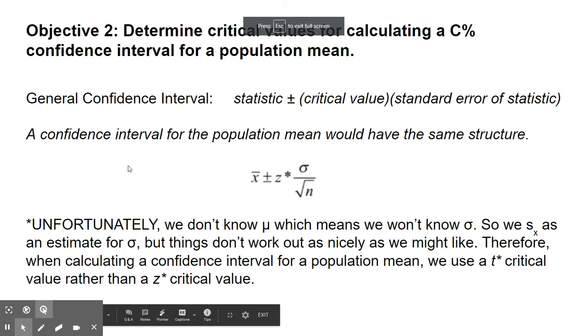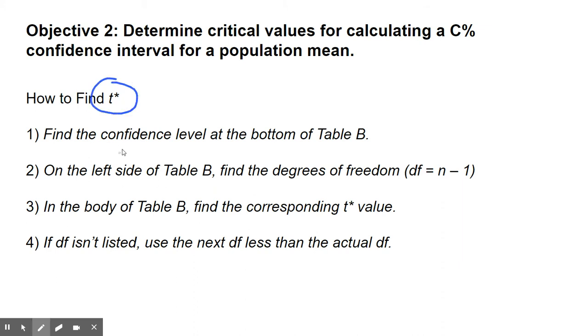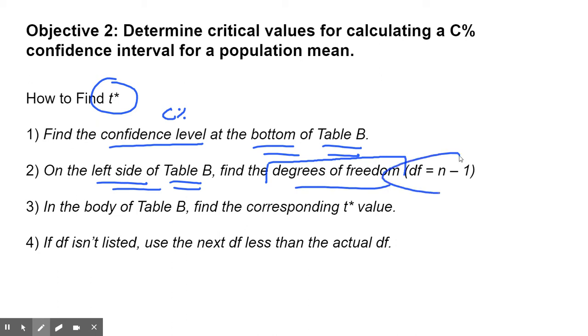All right, so first, to find the t star value, you want to identify the C%, and you want to find it at the bottom of table B. So find it on the bottom row. Then you want to look on the left-hand side of table B, and you want to find your degrees of freedom. Your degrees of freedom is that DF value. To find the DF, you're going to take your sample size minus 1.